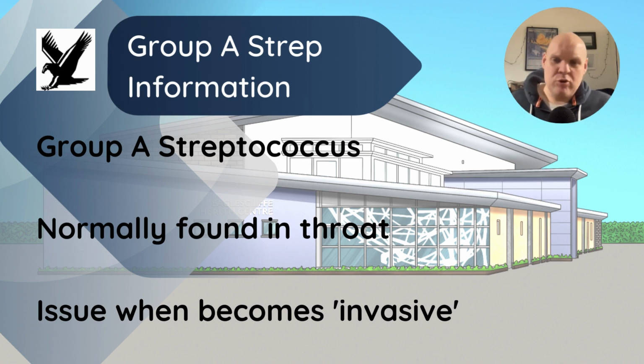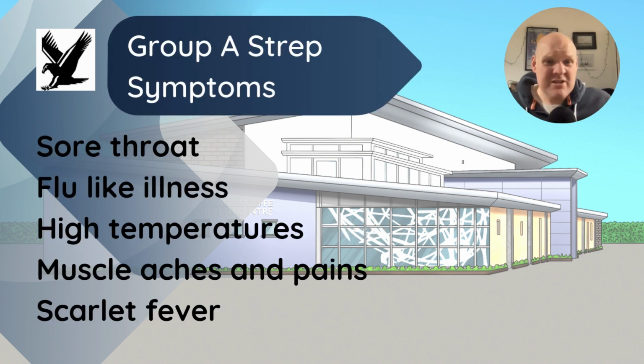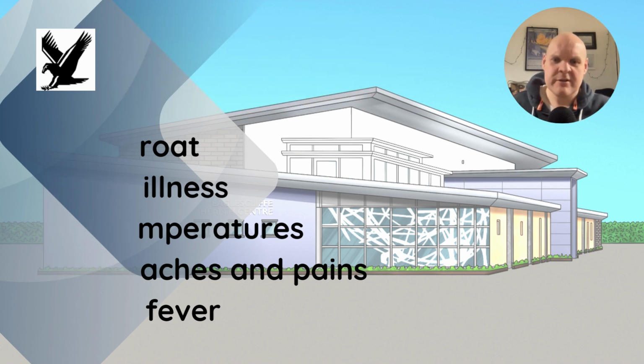So Group A Streptococcus, or Group A Strep as you may hear about it, is a normal bacteria that can live in and around your nose and throat area. The issue comes when it goes where it shouldn't and becomes invasive. It can cause other bits and pieces such as a sore throat, flu-like illness, high temperatures, muscle aches and pains, and you may have heard of Scarlet Fever, which we'll go into a bit more detail.